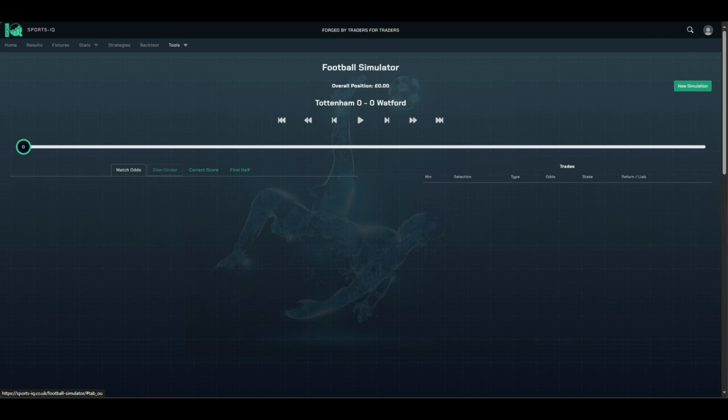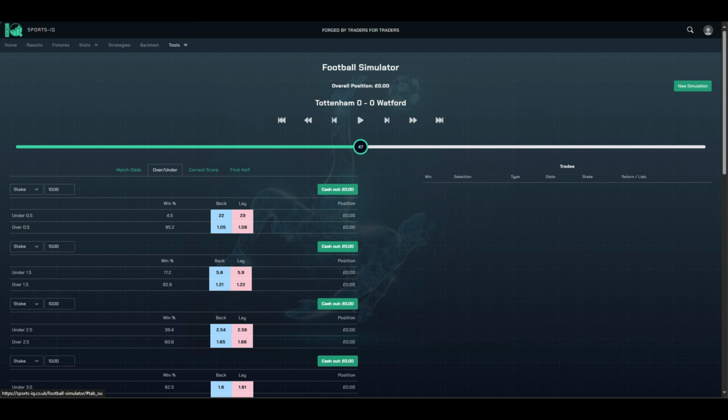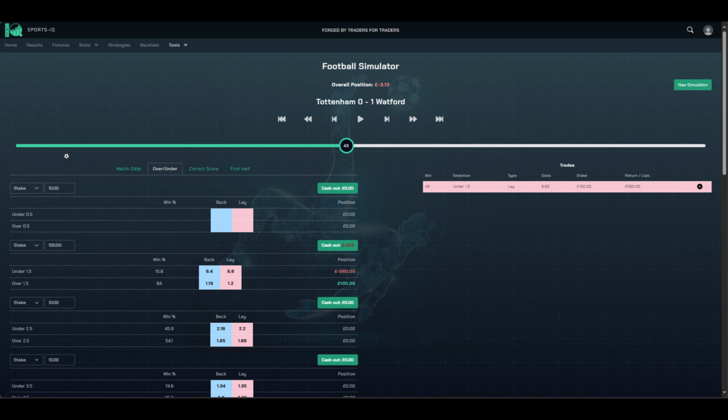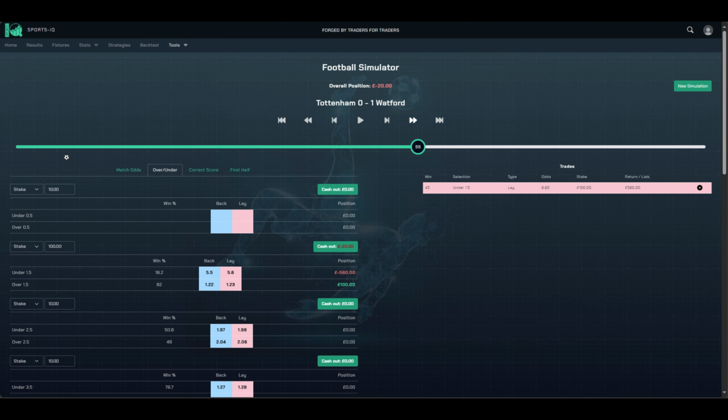So the first match we have on the sim is Tottenham versus Watford. I'll bump the time up to 45 minutes and place a lay bet on the next goal market. With a stake of £100, I'll lay under 1.5 goals at 6.6. Now let's play out the second half and see where we end up. Oh, and there's the goal. It's now 1-1. But as you can see, if I click this back, the goal came on the 86th minute, and this is past the 80th minute point. So in this match, we take our £100 profit and move on to the next one.